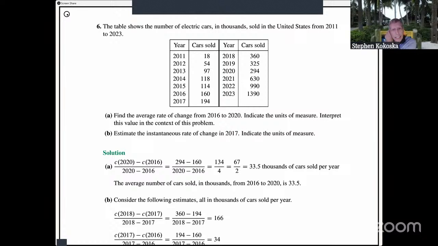The units here, let's see, is that correct? It would be thousands of cars sold per year. How about that? So I think those are the units. So how do I interpret this? Well, the average number of cars sold in thousands from 2016 to 2020 is 33.5 per year. How about that? Let's take a look at B.